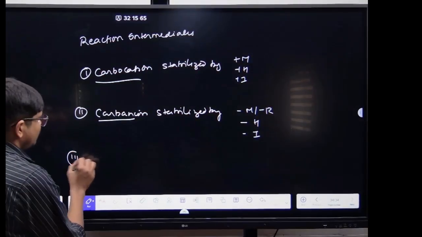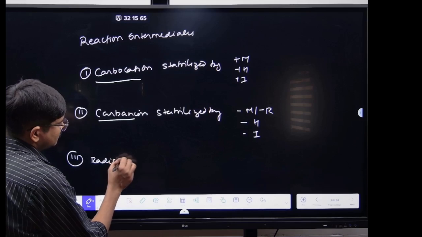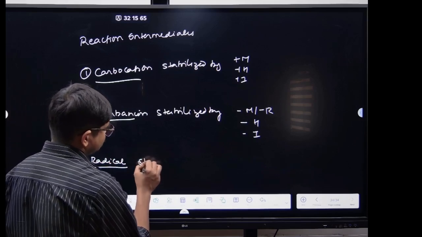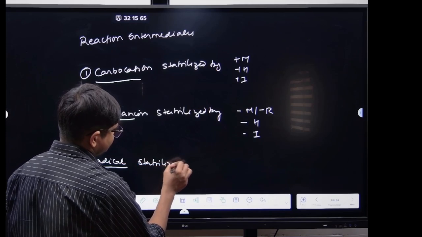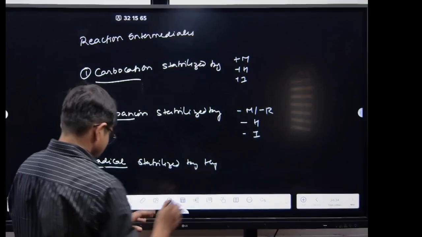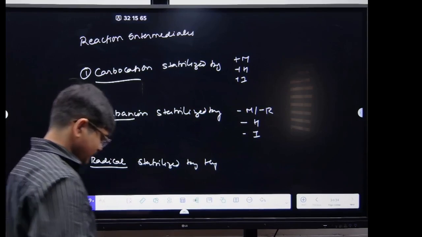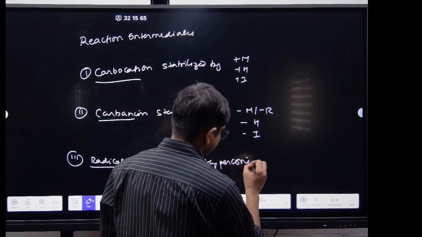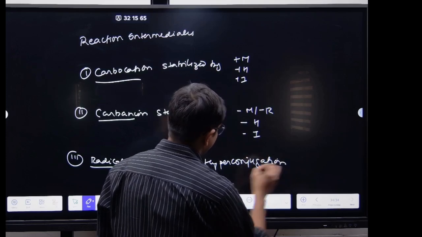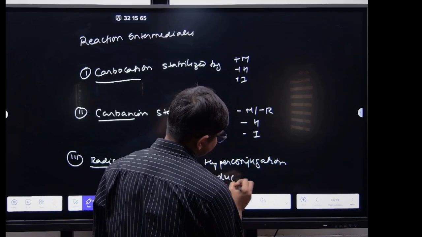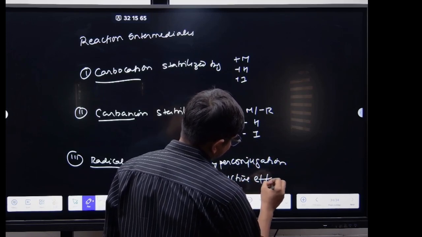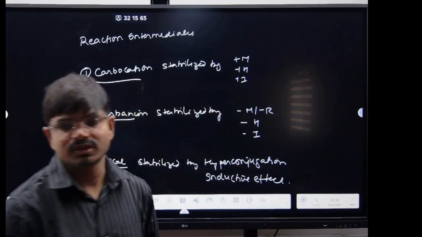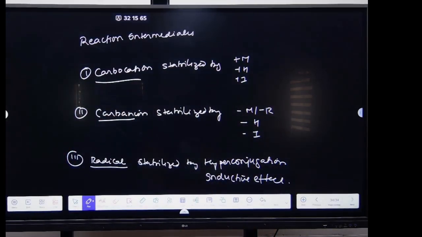Third one, radicals you have to see: stabilized by hyperconjugation and the inductive effect. Clear? I will explain some questions, okay? Then the purification I'll be discussing tomorrow. One very big chapter. See here, let's start.